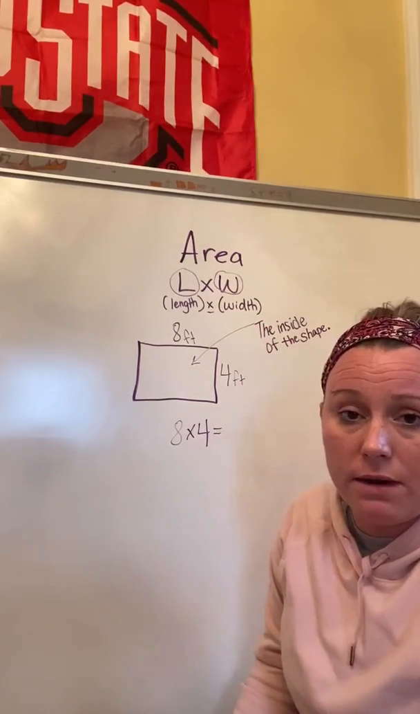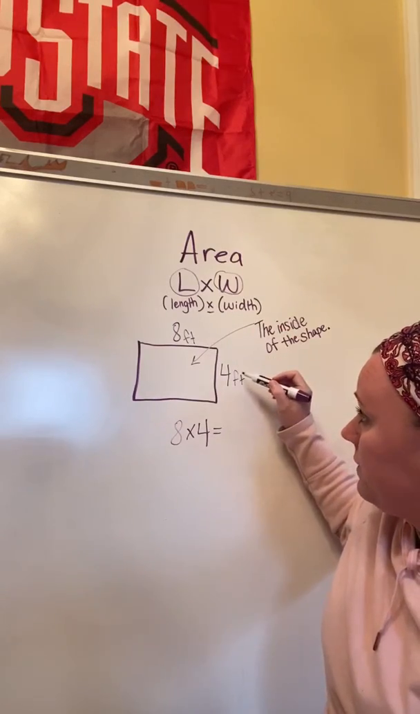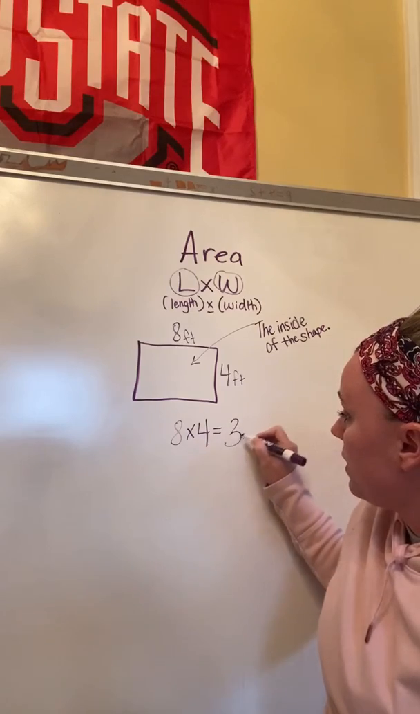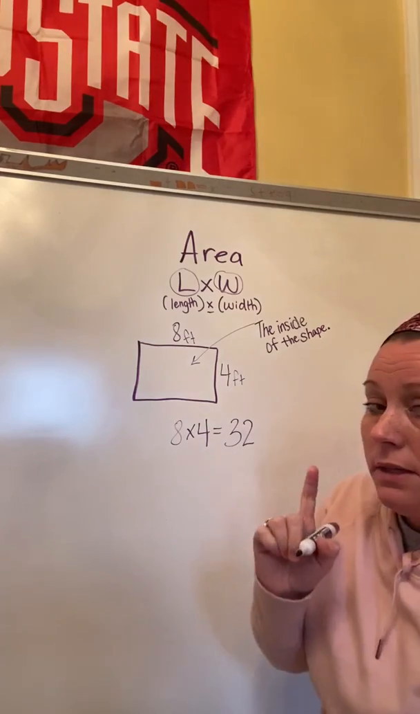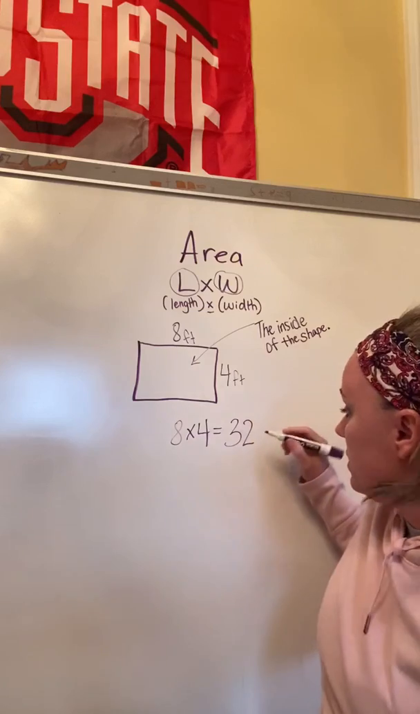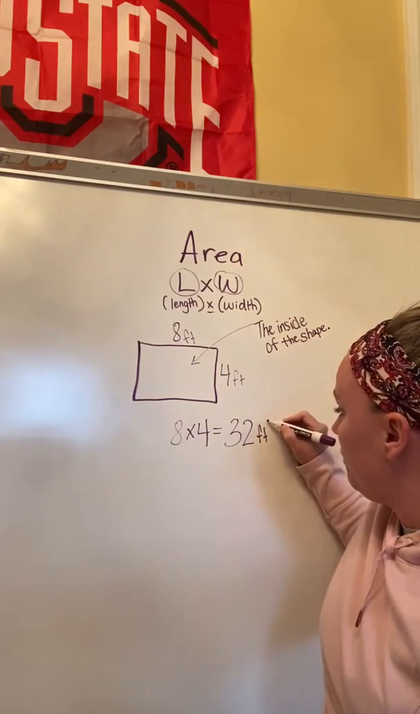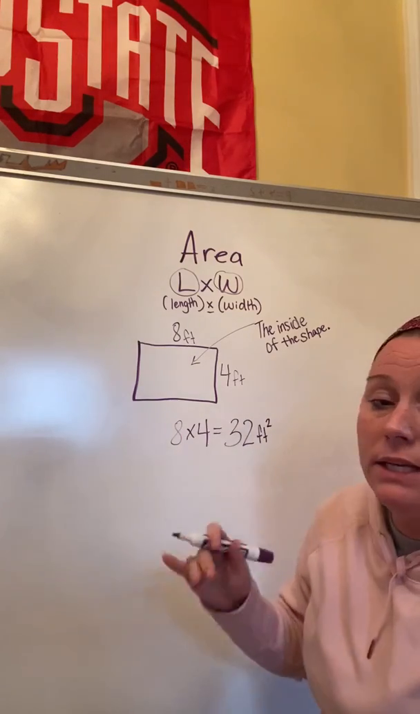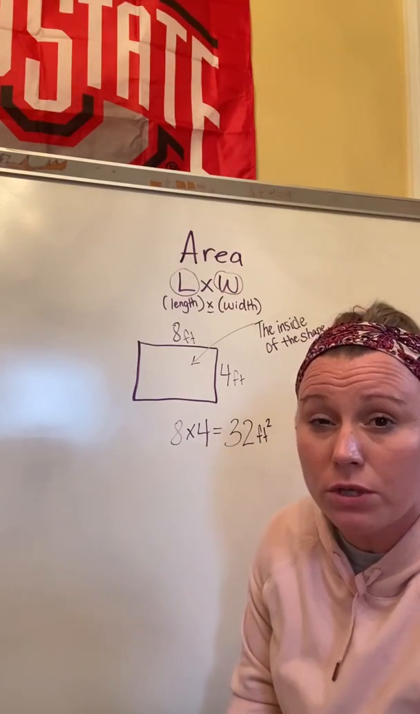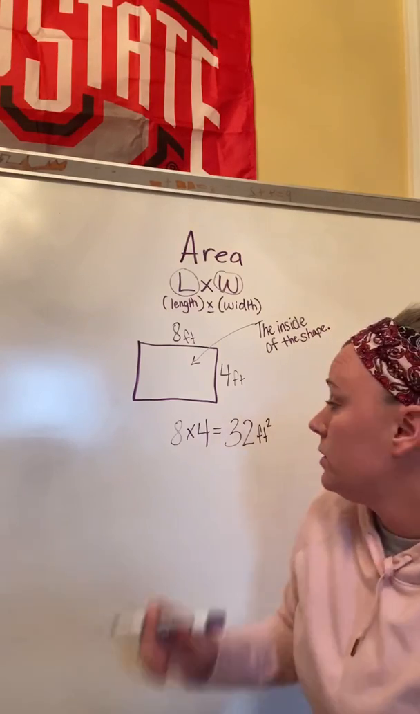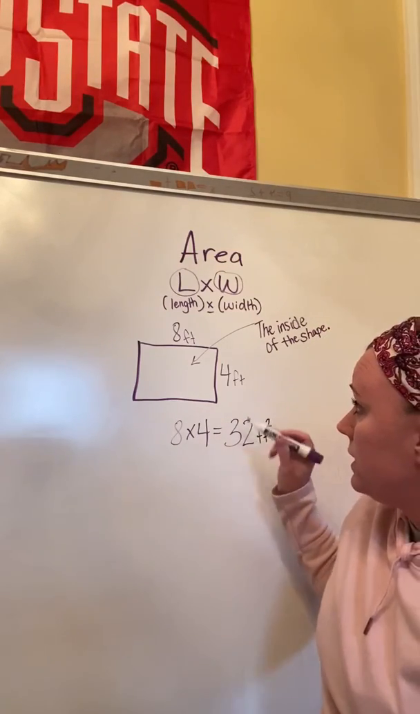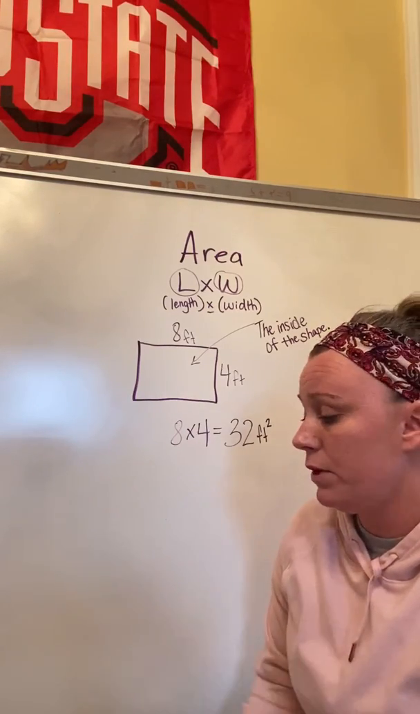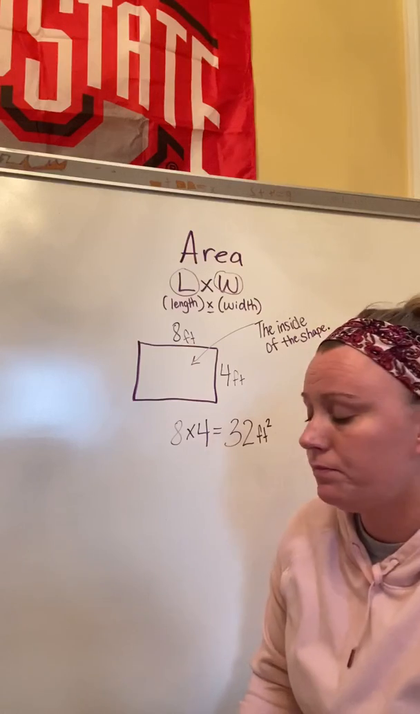Now, let's talk about the units that go along with area, okay? So if this is 8 feet and this is 4 feet, you would multiply 8 feet by 4 feet and you would get 32. The units change a little bit with area because it would become 32 feet squared, okay? You have to square it. Anytime that you are finding the area of the shape, the units is going to be squared. So it would be 32 feet squared instead of just 32 feet. That is something that you need to always remember when you're dealing with area. It's going to be squared.